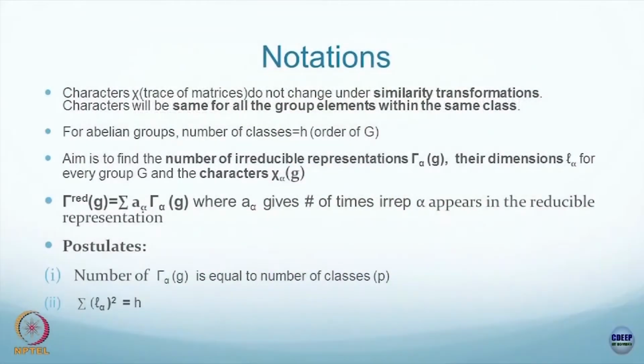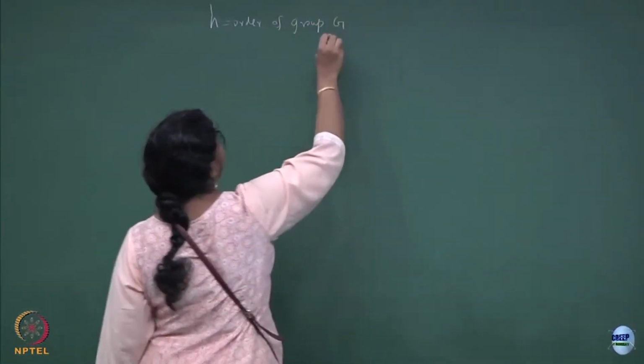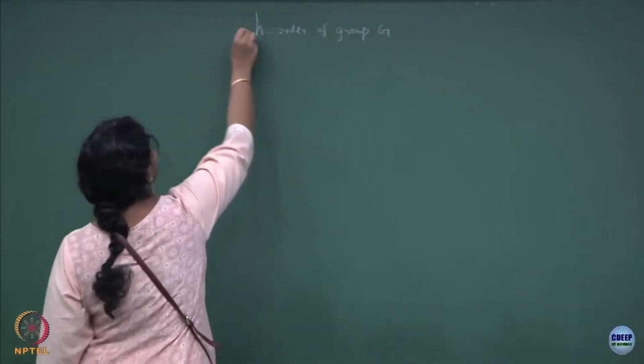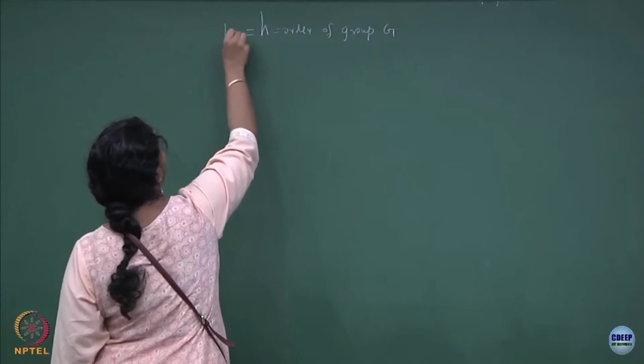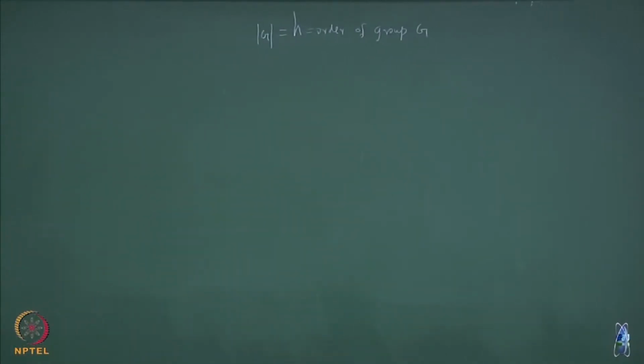So, let me begin with the notations which we started yesterday. What were the notations we are going to follow? We are going to take H as the notation for the order of the group. Typically we write the order of group G as mod G, but I am using H just for clarity.